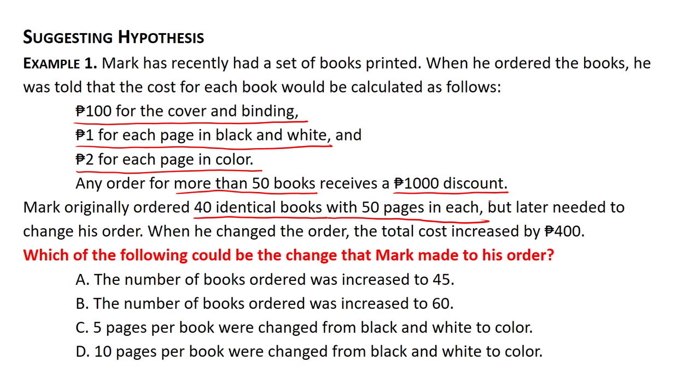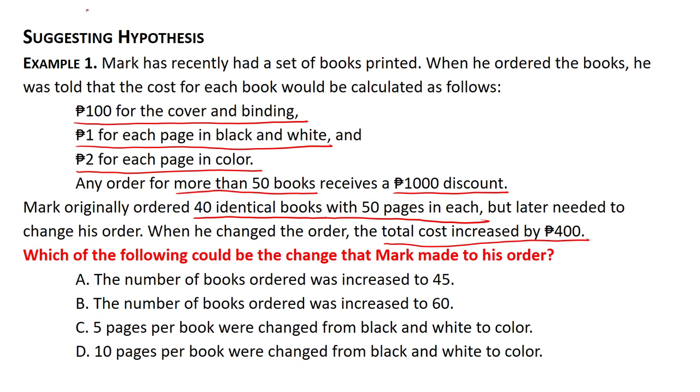Okay, but later, he needed to change his order. When he changed the order, the total cost increased by 400 pesos. So this is the only thing that we know. We don't know the exact price of the books, but when he changed the order, the total cost increased by 400 pesos. Question: which of the following could be the change that Mark made to his order?